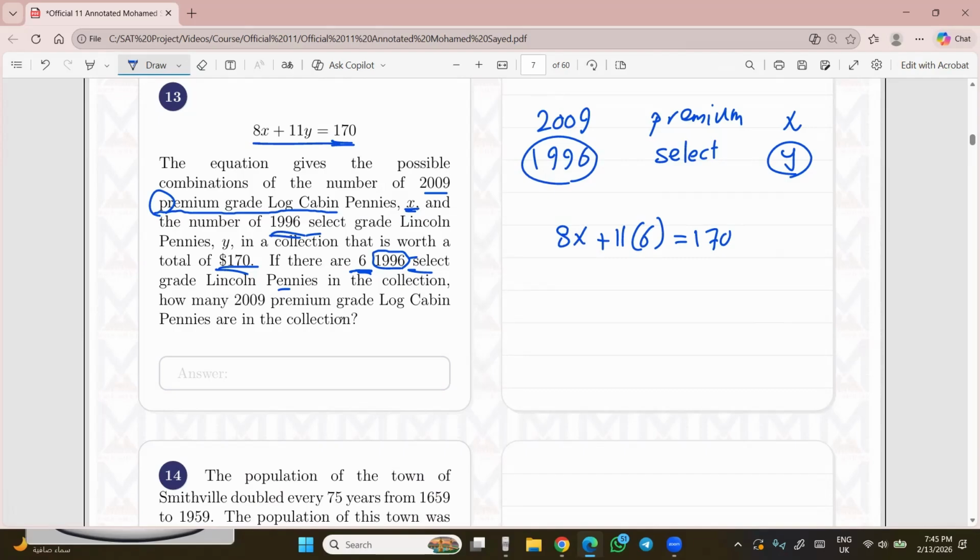Of course, the question asks about X, because here the only unknown value is X. The question says, how many 2009, which is premium, which is X, can you get from this equation? So 8x plus 66 is equal to 170. You can use shift solve, or you can move the number 66 to the other side. We have 8x is equal to 170 minus 66, which is 104. And we just divide by 8 on both sides to get the value of x, which is equal to 13.